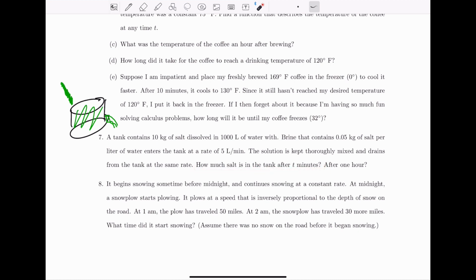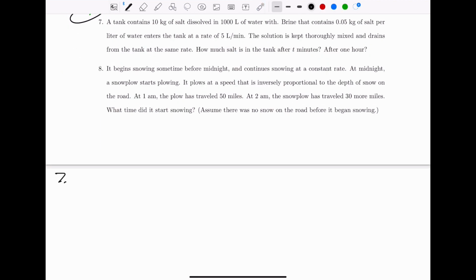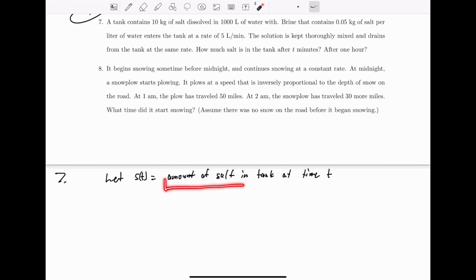So we will set up a differential equation that describes this mixing problem, and we'll solve it to find a function describing how much salt is in the tank after t minutes. So let's first fix some notation. For example 7, let's let S of t be the amount of salt in the tank at time t. And ultimately, this is what we're trying to solve. Something that will be really helpful here is to keep track of units. So the units for the amount of salt in the tank, well, these are units of kilograms. So we're going to measure this in kilograms.